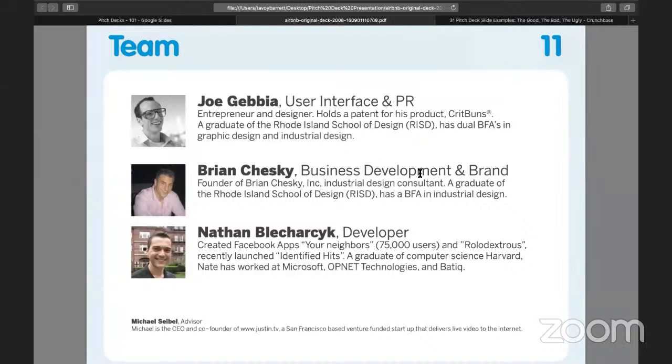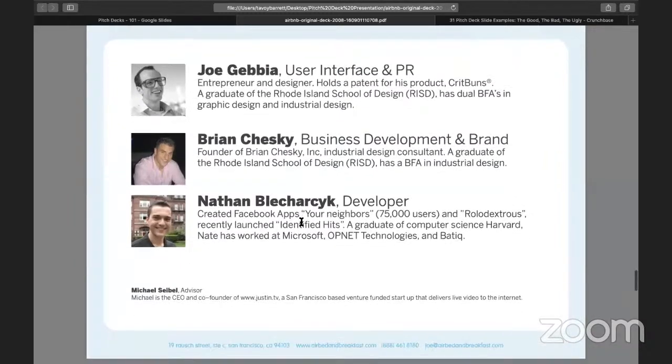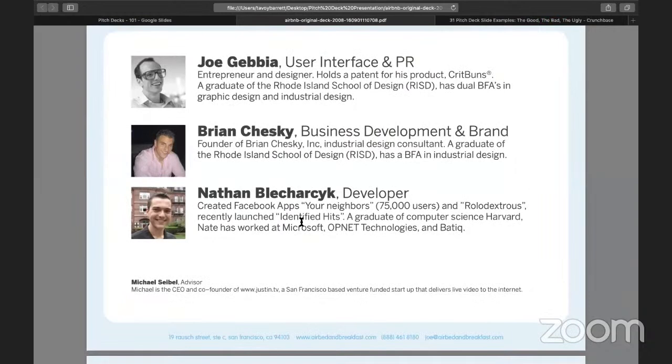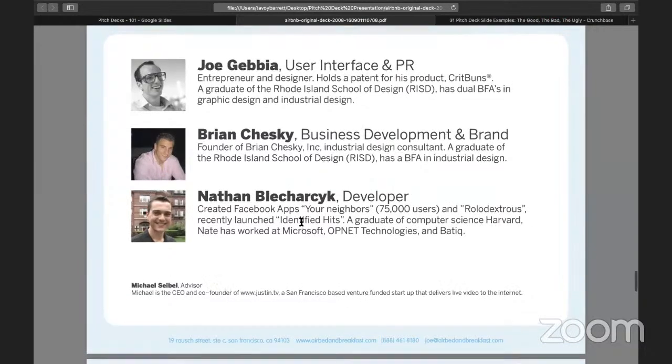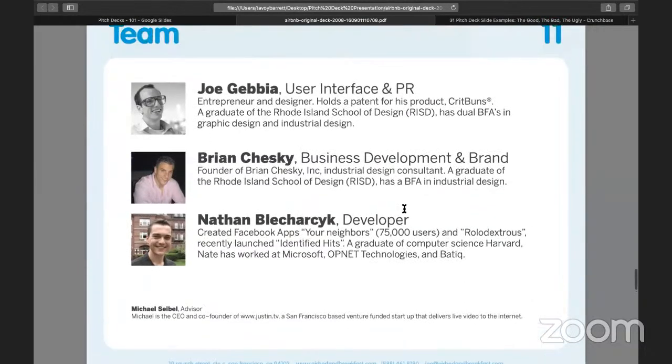Brian is the business development and brand, I think it should be brand strategist, I'm assuming. He's the founder of Brian Chesky Inc., industrial design consultant, a graduate of Rhode. So you get the picture. So you want to highlight these persons and highlight specific professional achievements that you can piggyback off and say that, hey, I have a Rhode Island School of Design graduate working with my company.